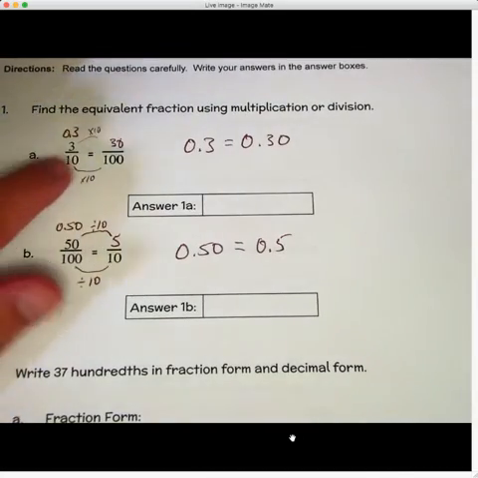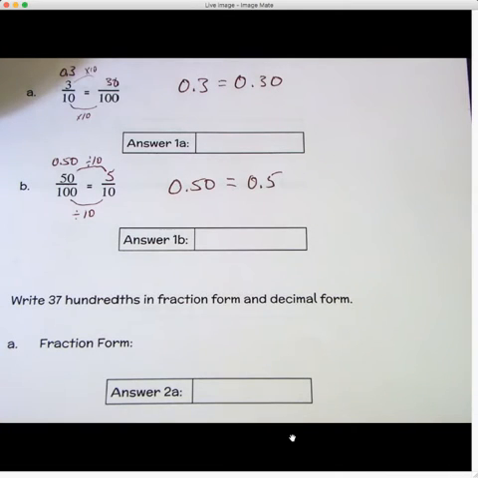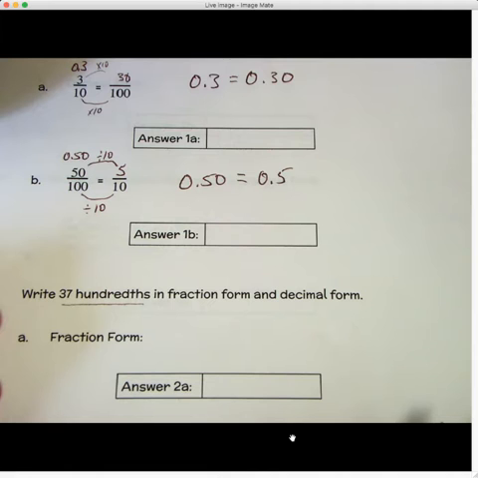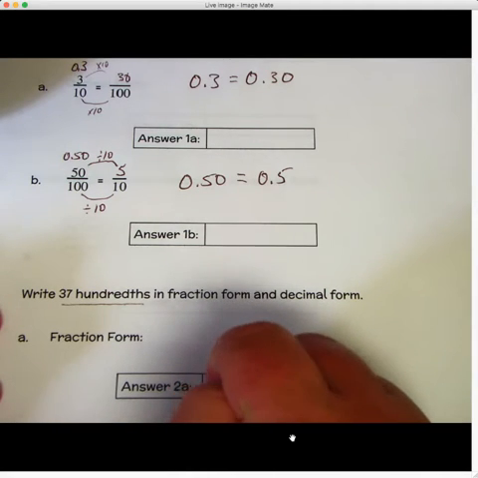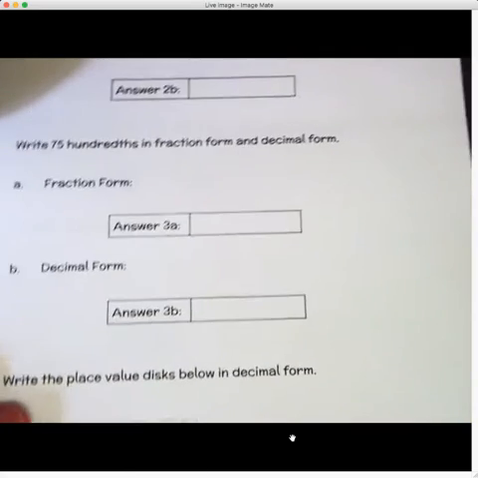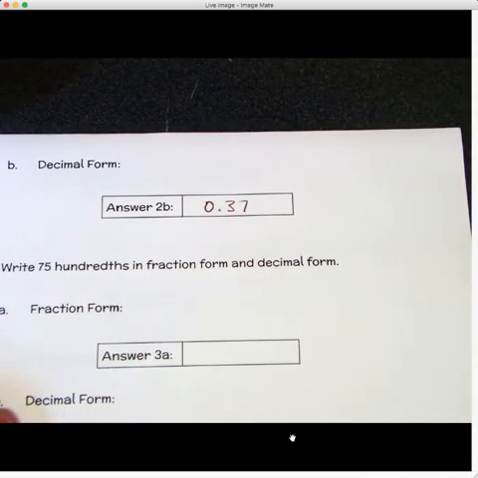Okay, all you have to do on the first couple is find the equivalent part of the fraction there. The next part of your assignment today, you're just writing the numbers that are given to you in fraction and decimal form. So 37 hundredths. Okay, fraction form, 37 hundredths, all right? 37 hundredths in decimal form is going to be 37 hundredths, just like that. 37 after the zero decimal there.